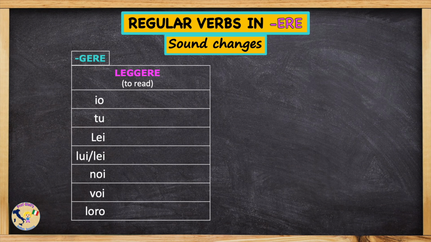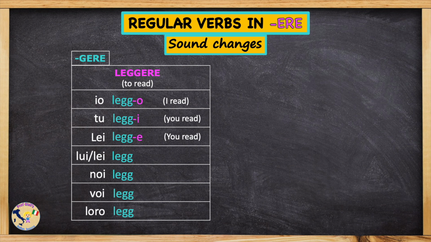Starting with leggere, to read, we get to the verb root legg in the usual way, by removing the ERE ending from the infinitive. Then we add the regular endings of the second verb group and we get io leggo, tu leggi, lei legge, lui legge, lei legge, noi leggiamo, voi leggete, loro leggono.